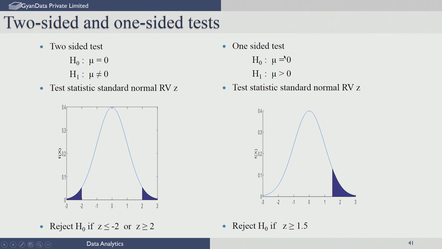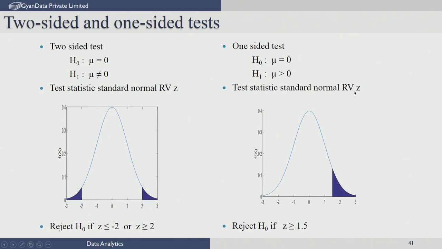Now, suppose you have the same thing, but you are only interested in testing whether the mean is 0 or greater than 0. In this case the null hypothesis is mu equals 0 and the alternative is mu greater than 0. Notice that mu equals 0 implies that you are not interested in the case when mu is less than 0. You are not going to reject the null hypothesis if mu is less than 0. You are going to reject the null hypothesis only if mu is greater than 0. That is why the alternative is written like this. This is called a one-sided test.